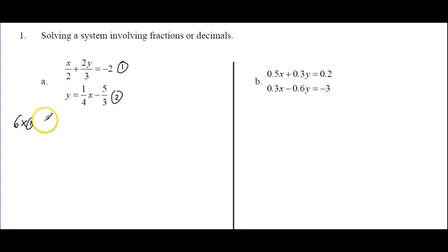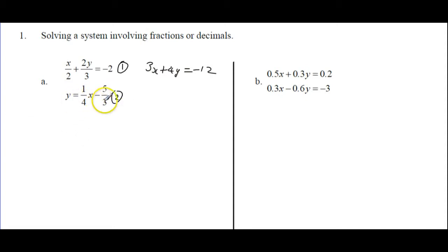So 2 goes into 6 3 times, right? 3x plus 3 goes into 6 twice, giving me 4y. And this will be negative 12. And multiply equation 2. Actually, no, I should have just done that over here. 3x plus 4y equals negative 12.